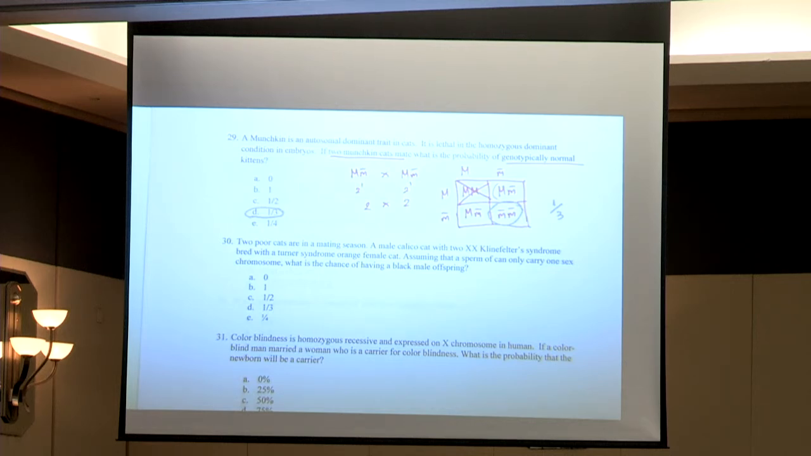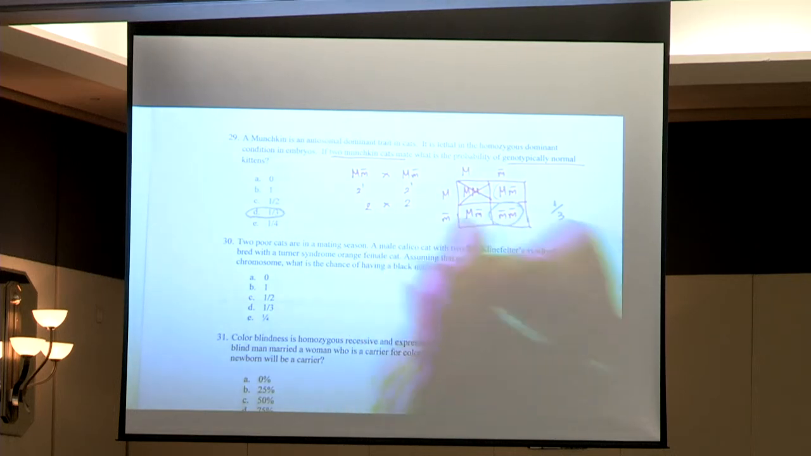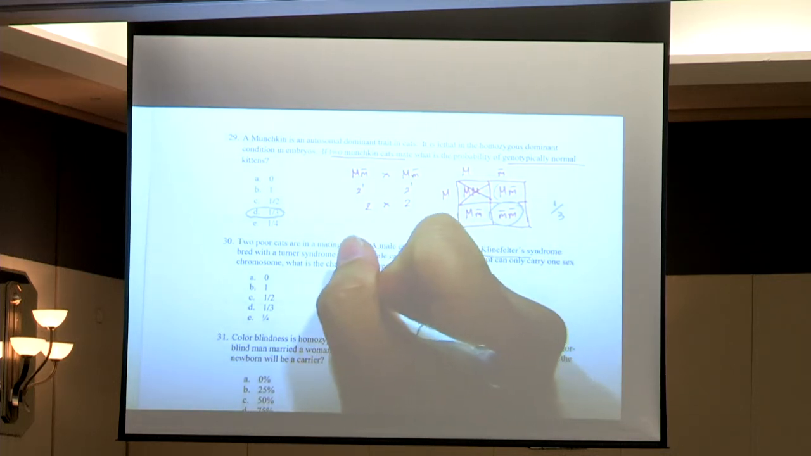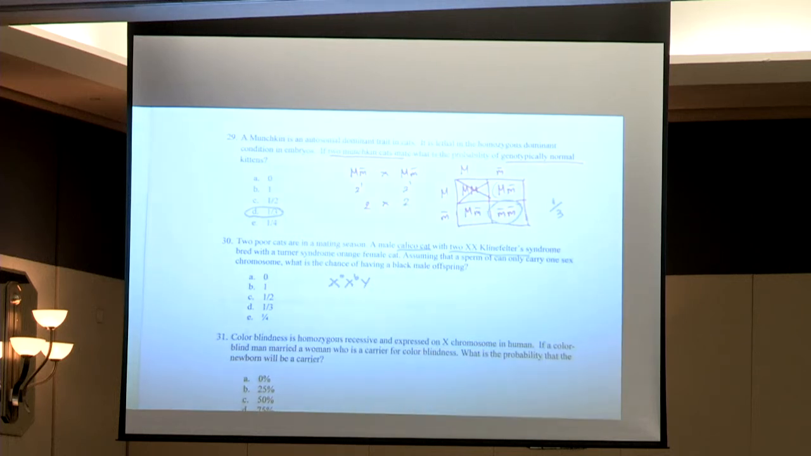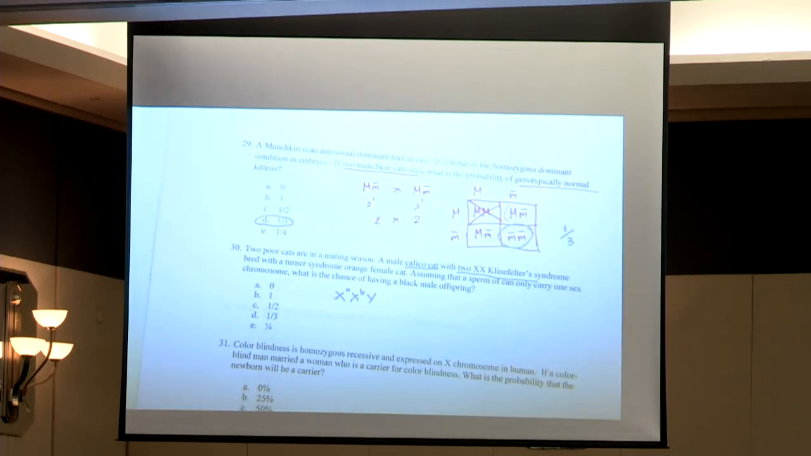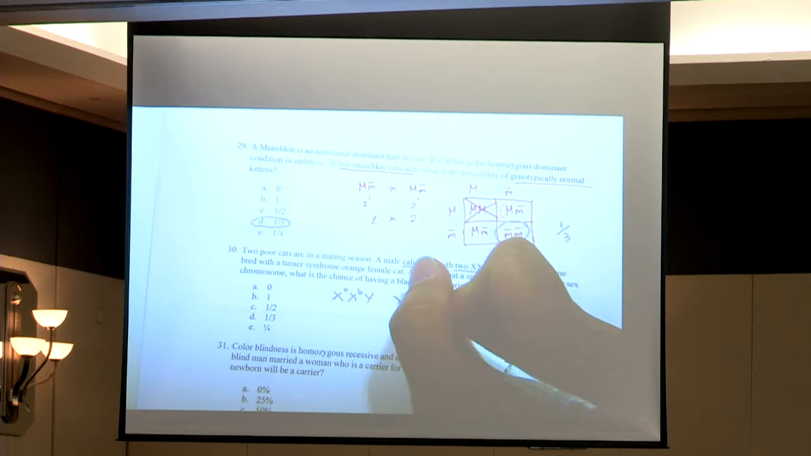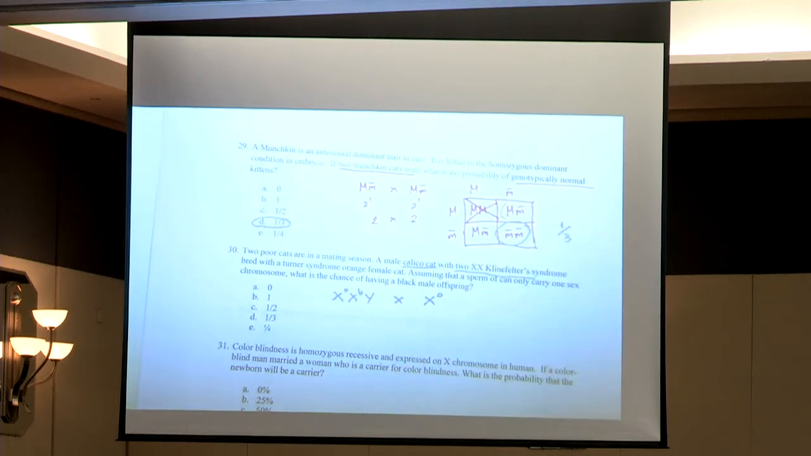That is very sad, right? So these two severely diseased cats are mating, but we'll make it work. So for this one, that means the male cat would have two X's, and they say calico, so we're going to have X, right? So that would be the genotype of the Klinefelter. And the Turner syndrome, we're going to have just an orange, right? So this cross, and the problem said you can only have one gamete for one sex chromosome.